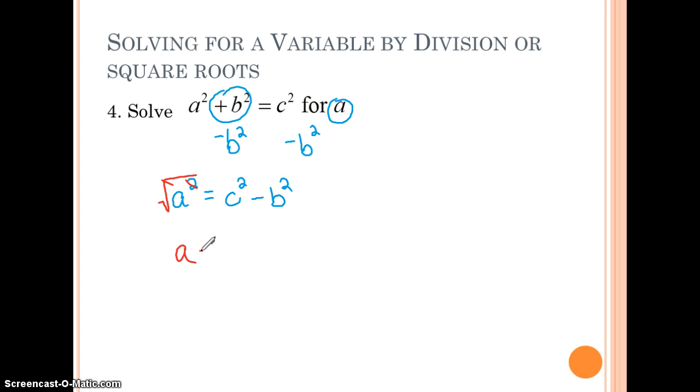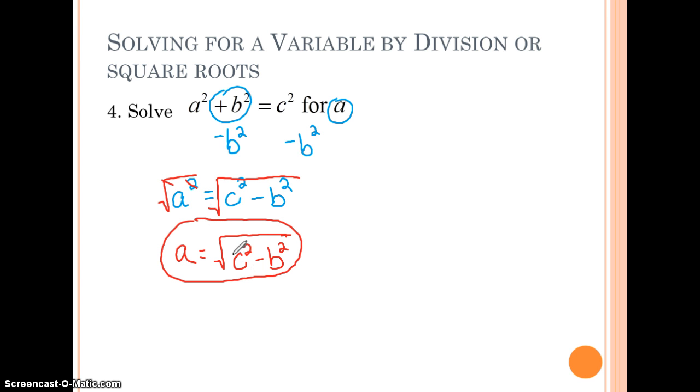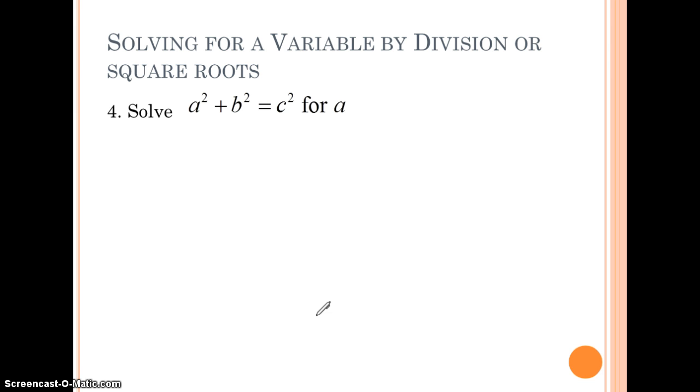So we have a, but whatever we do to one side, we do to the other side. So it will be the square root of c squared minus b squared, which will be our final answer. So the answer is a equals the square root of c squared minus b squared. Okay, now I want you to try this one on your own.